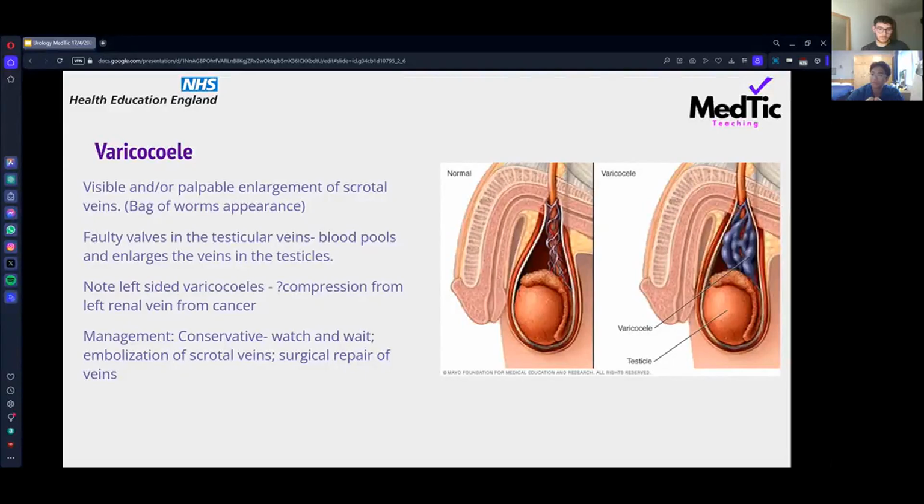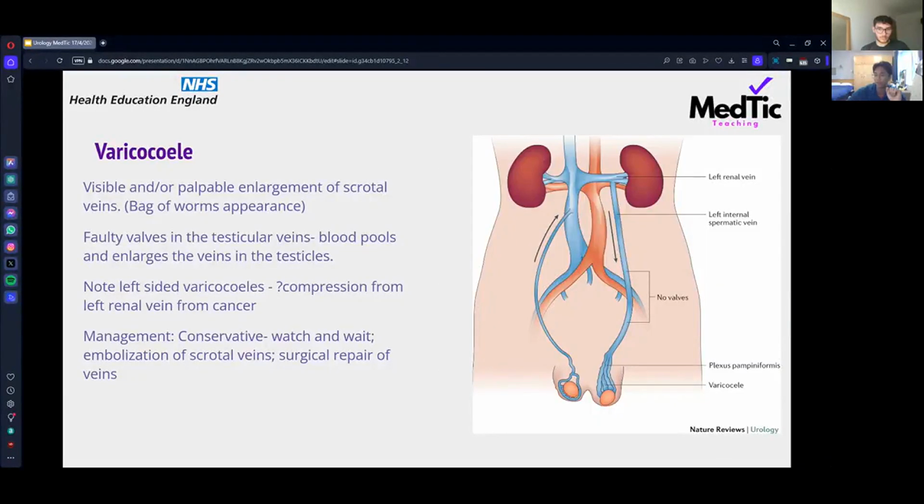Of note, there's a clinical finding where if you get a left-sided varicocele, I think I mentioned this last week, a left-sided varicocele can be associated with a compressive cause, which can be caused by a left renal cancer, where if there's a mass or a blockage in the pathway of the left renal vein, it can compress the drainage of the left spermatic vein, causing that left-sided varicocele.